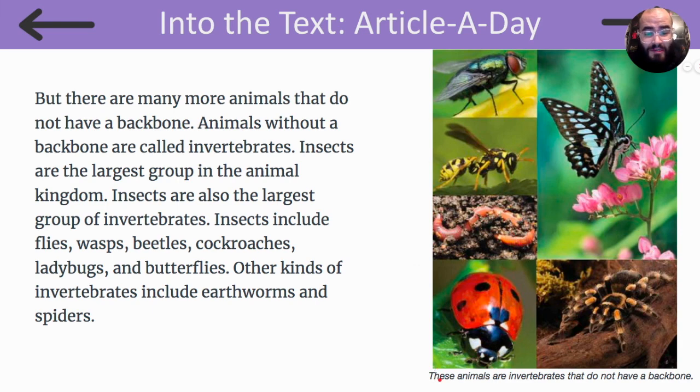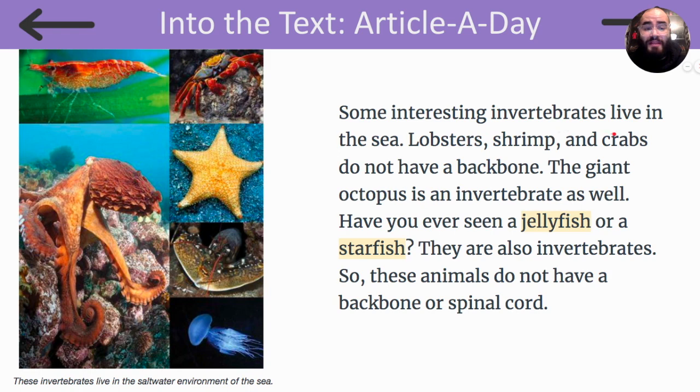And let's read the caption. These animals are invertebrates that do not have a backbone. That's a characteristic that all invertebrates share in common, is that they do not have a backbone. Some interesting invertebrates live in the sea. Lobster, shrimp, and crabs do not have a backbone. The giant octopus is an invertebrate as well. Look, here we have shrimp, lobster, crab, and a giant octopus. They're all invertebrates.